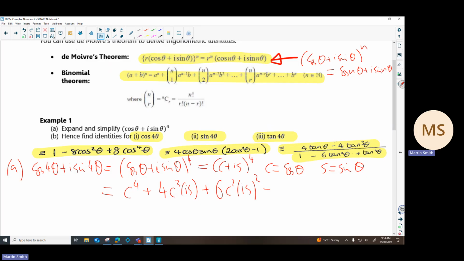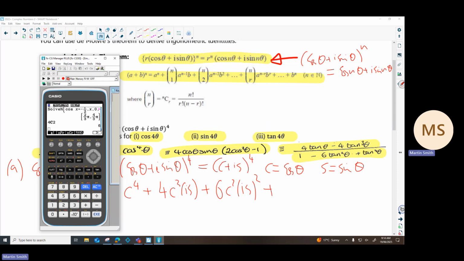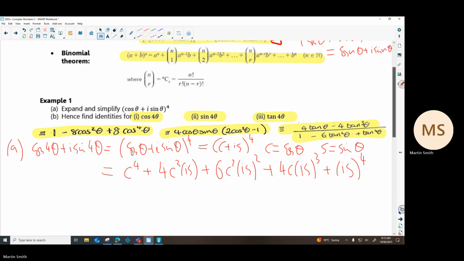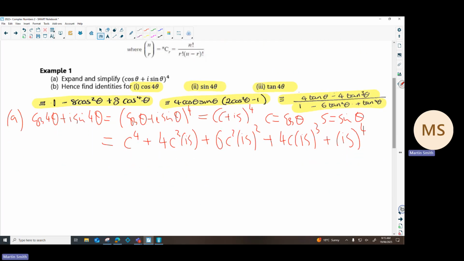The next term, 4 choose 3. Change that into a 3. You get 4 c times is cubed. And then the final term is is to the power of 4. So that's doing a binomial expansion of cos plus i sine to the 4.